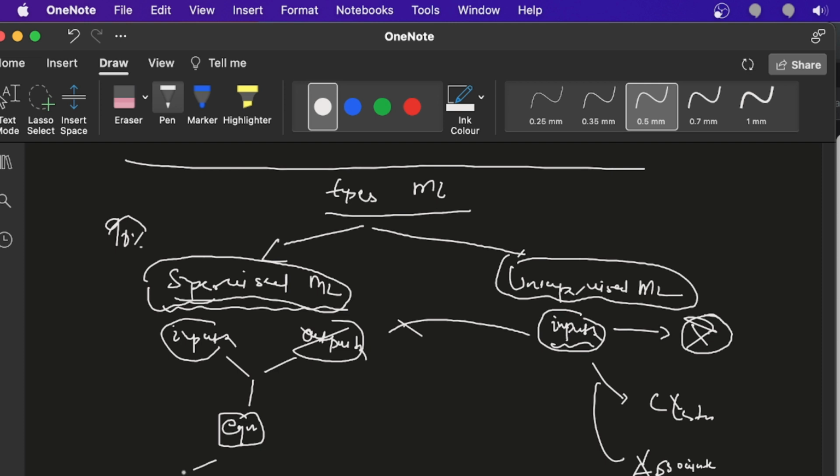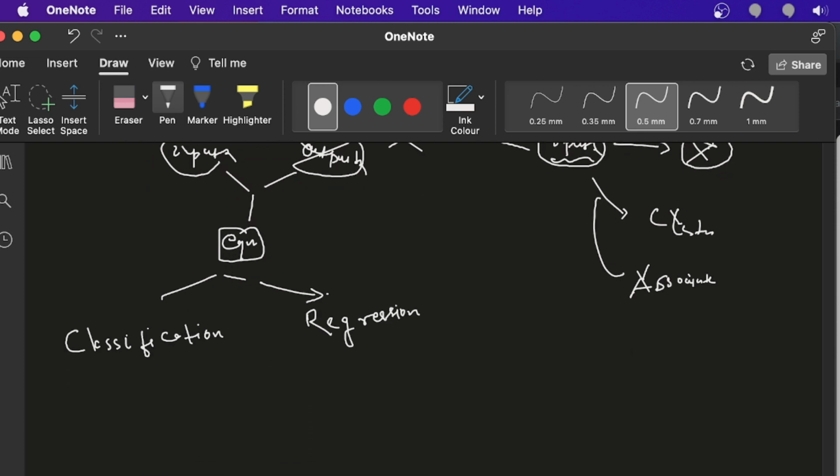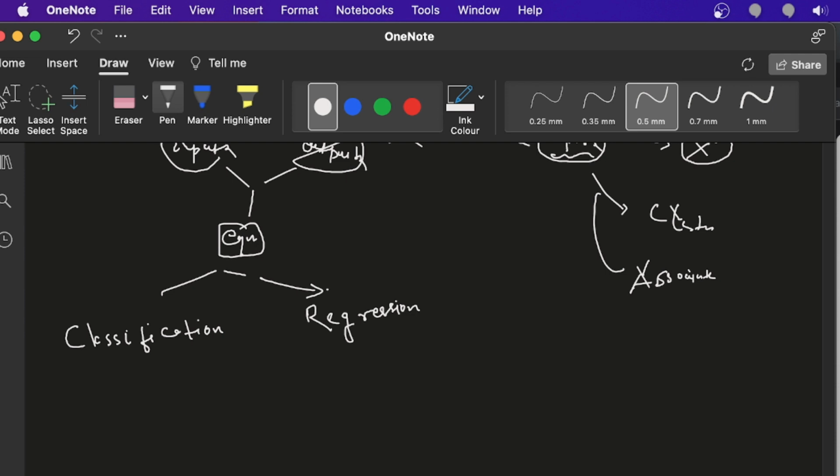In supervised machine learning, there are again two parts. One is called classification, and the second one is regression. Is there anyone in this classroom who can explain the meaning of classification and the meaning of regression? Anyone?